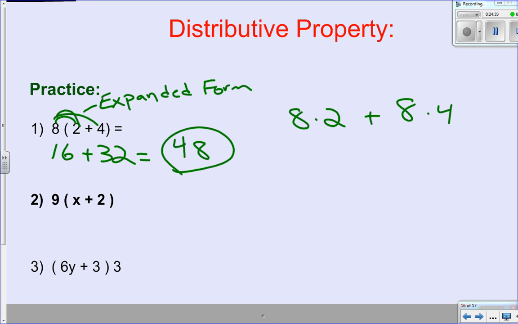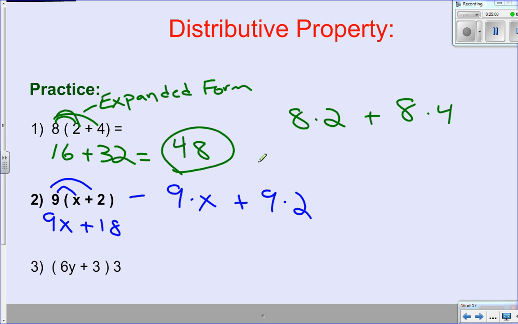The next one I have outside 9, and I need to go inside. 9 times x is 9x. Don't overthink it, just like we talked in class. And 9 times 2 is 18. That is how I solve it. If I was asked to do it in expanded form, it would be 9 times x plus 9 times 2. That is expanded form.